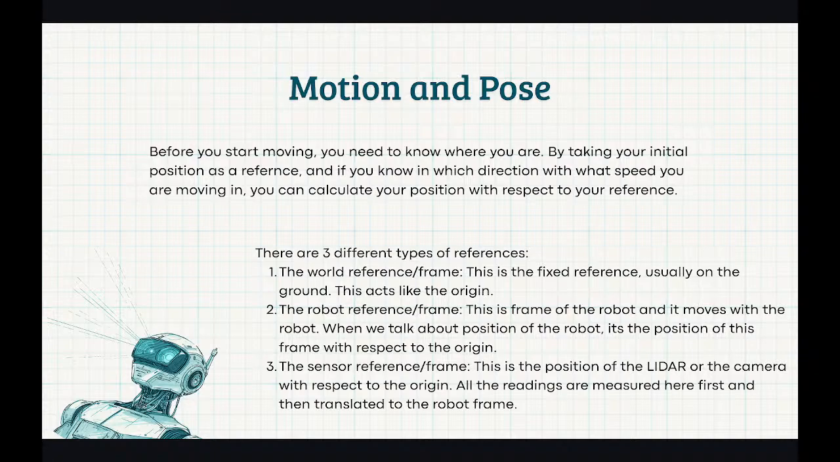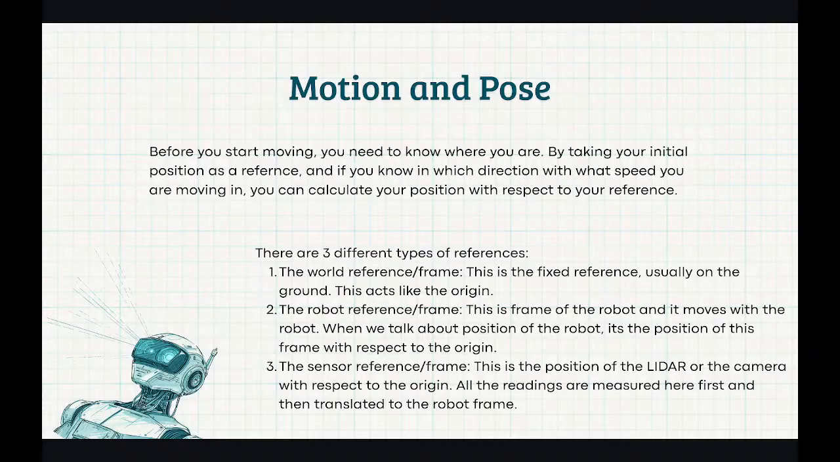When you start motion, you need a frame of reference, right? You need to know some position which is already known. Usually we have three different types of references. The first one is the world reference, which is the origin of your ground. This is where all the coordinates will start from. This frame will not move.